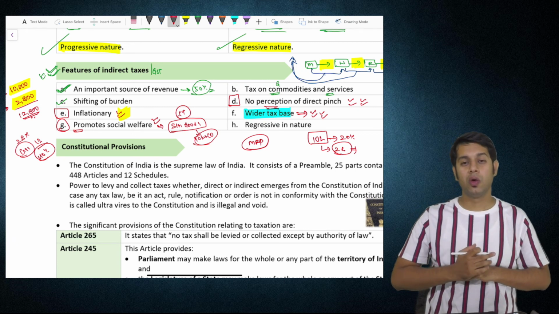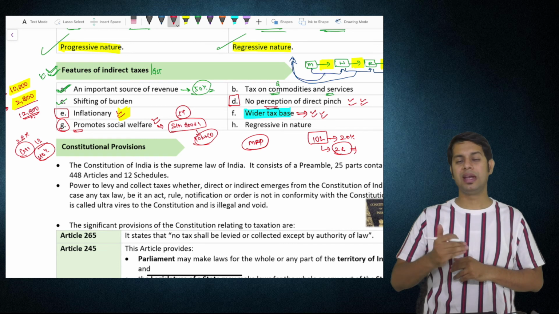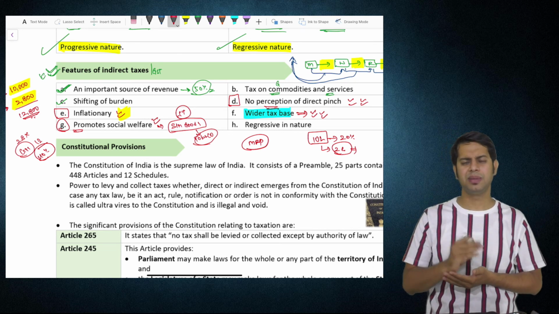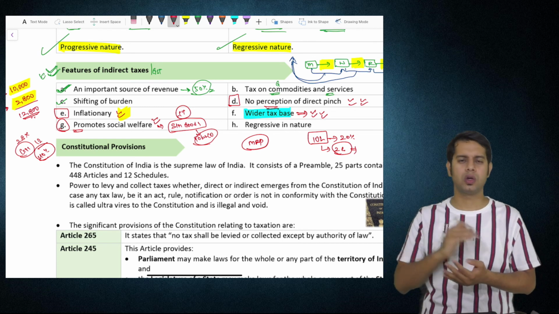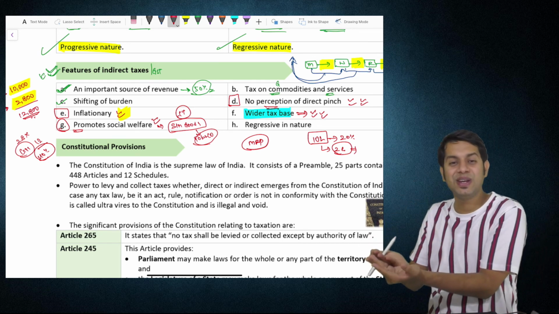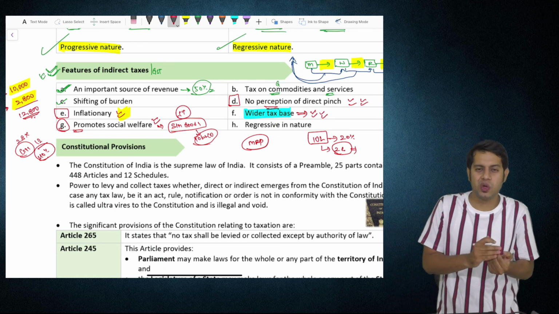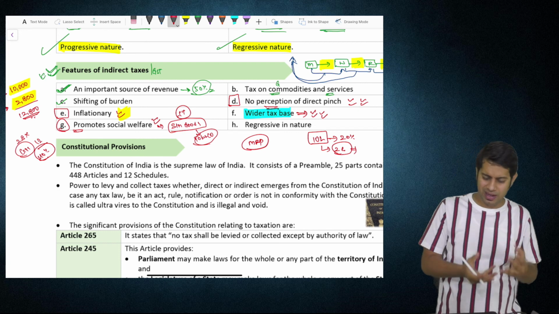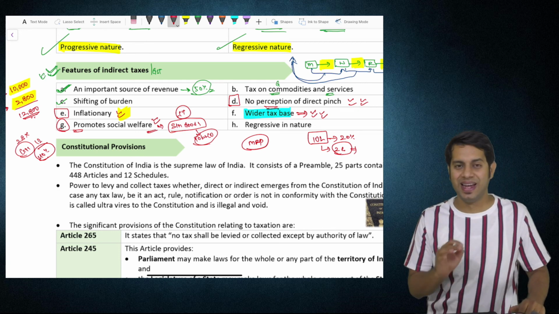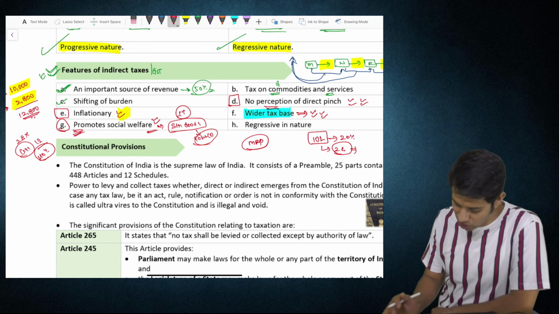But the government does not know that when it increases the cost of cigarettes or any sin goods, any tobacco product, the intention is I will have it more. So it is not actually promoting social welfare in some way. But anyways, that is a point which is there in the law. We should write this point only in examination. So it promotes social welfare.